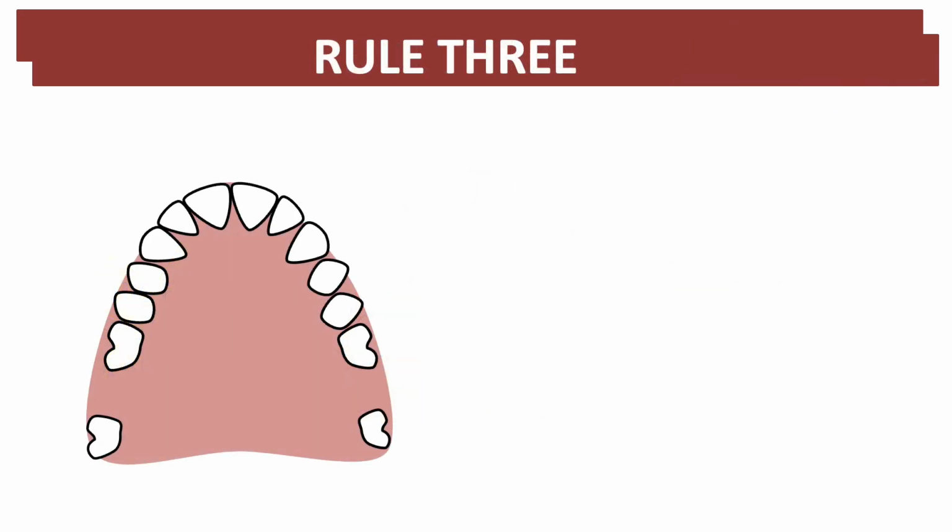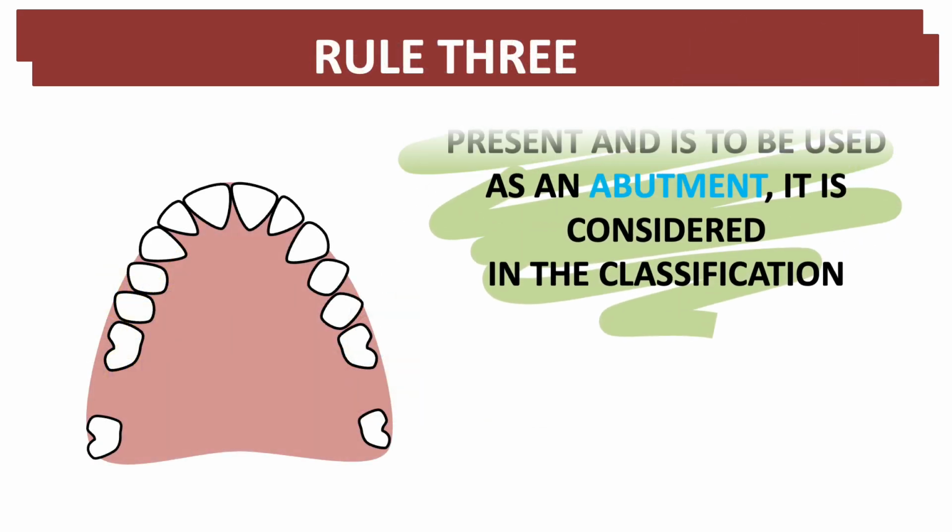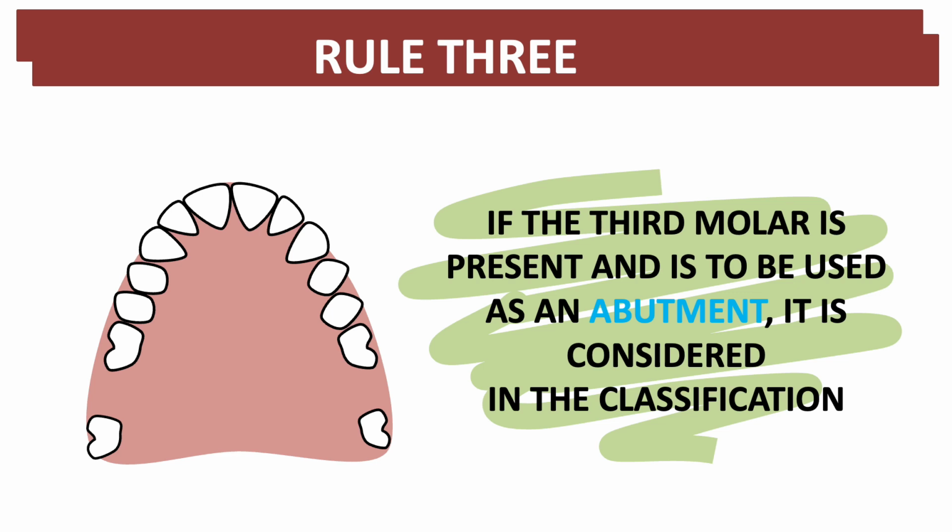Now rule 3. If the third molar is present and is to be used as an abutment, then it is considered in the classification. Look at the figure. A third molar is present in this design and we are using it as an abutment for prosthesis fabrication. So this is considered in the classification because the third molar is present and we are using it in the prosthesis.